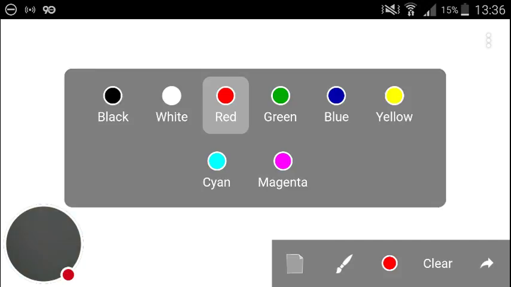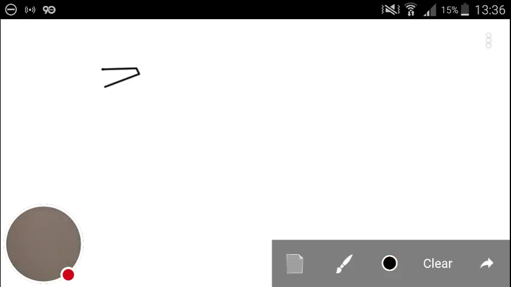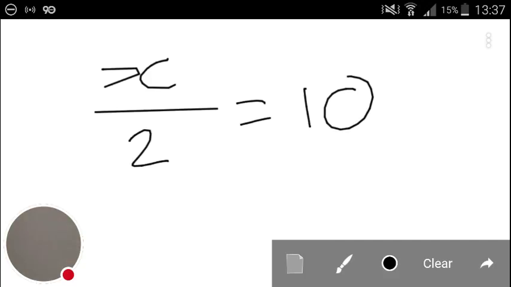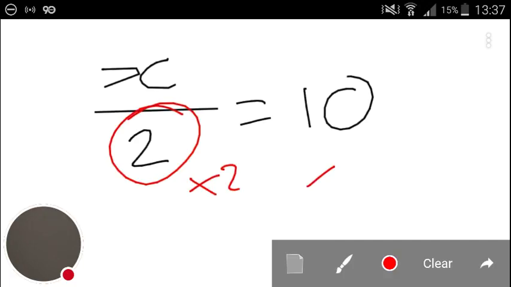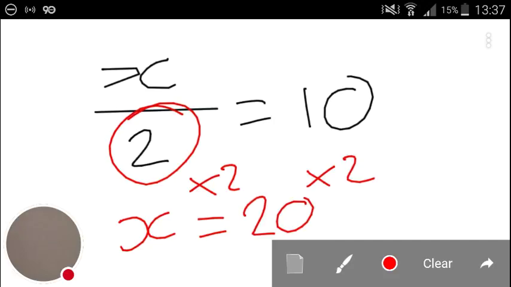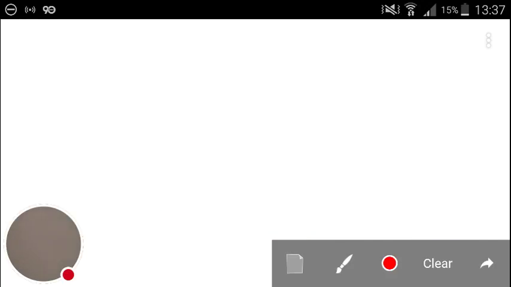Again, a variation on one of your more basic ones. Say an x, you know, a number. So a number divided by 2 equals 10. To solve this, I would do the opposite of what this is telling me to do. I would times everything by 2. x divided by 2 times 2 gives me x, and 10 times 2 gives me 20. So in this case, x is equal to 20.